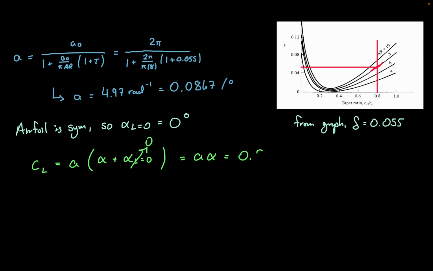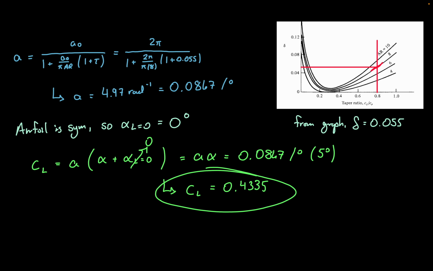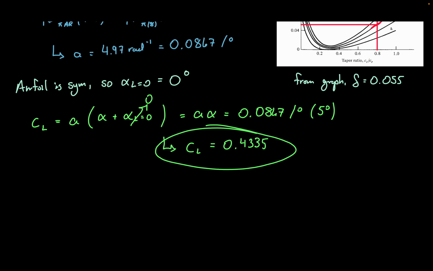So we're just left with A times alpha. We'll have 0.0867 per degree, and then we'll multiply by the angle of attack, which was 5. That'll give a coefficient of lift equal to 0.4335.